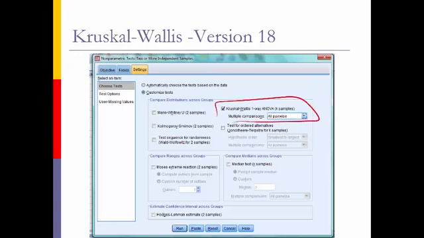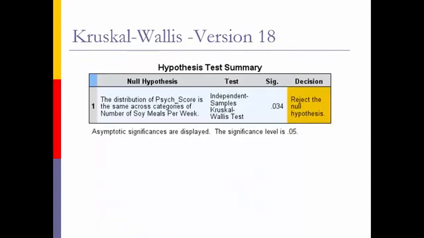You can choose other versions. You can choose the Mann-Whitney U here as well for our post-hoc test. But we're at least going to go with the Kruskal Wallace. And once you hit run, you end up with this analysis.